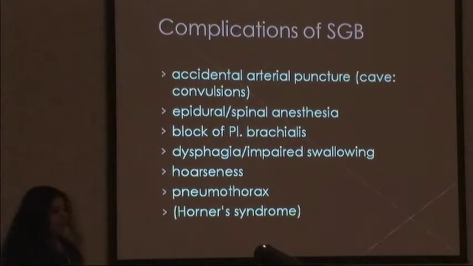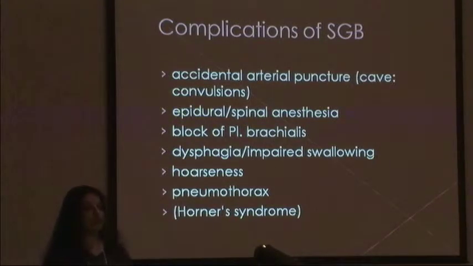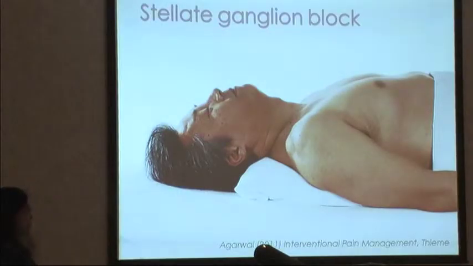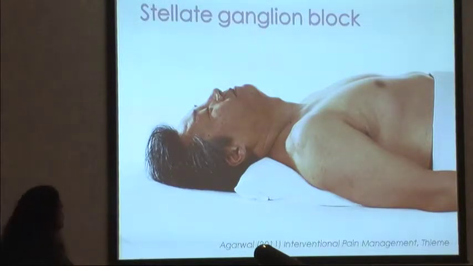Now, every procedure that you do has its complications. Blocking close to the carotid artery, it's possible that you put your needle into the artery, or do epidural or spinal anesthesia, or block the brachial plexus. But this is where thermography comes into the game, and we can see what is happening if we do it properly.